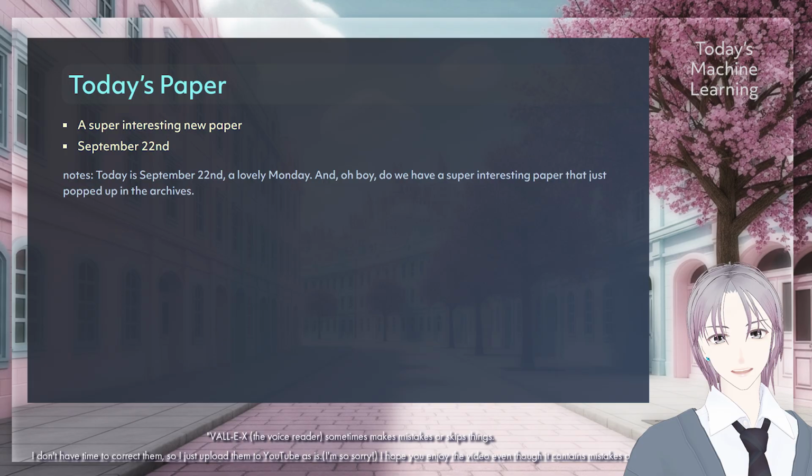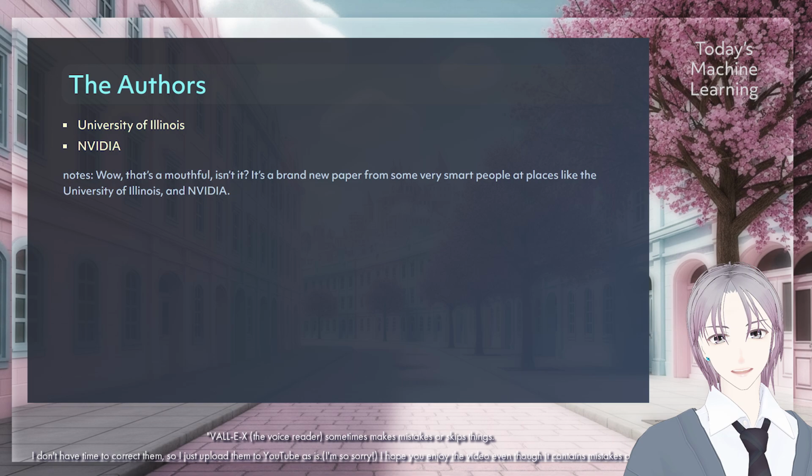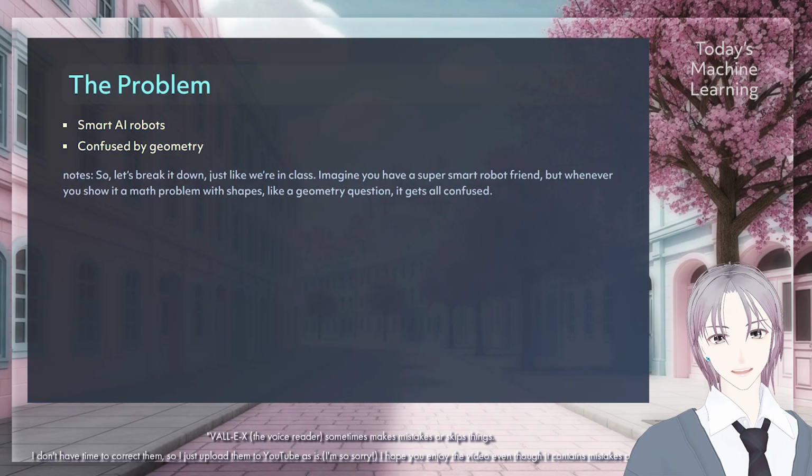And oh boy, do we have a super interesting paper that just popped up in the archives. Let's all take a look together, shall we? The title is Generalizable Geometric Image Caption Synthesis. Yeah, that's a mouthful, isn't it? It's a brand new paper from some very smart people at places like the University of Illinois, NVIDIA. So let's break it down.